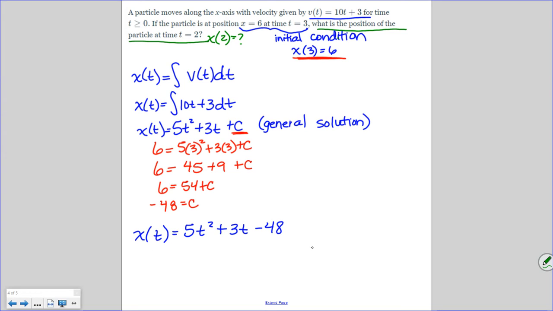Well, now that I have a formula for x, I can figure out what x of 2 is by substituting in 2. So 5 times 2 squared plus 3 times 2 minus 48. So I'll do all that math. Get negative 22. Now when position is negative 22, just think of that as being on a number line. So this particle moved backwards on the number line until it got to negative 22, and then it stopped.